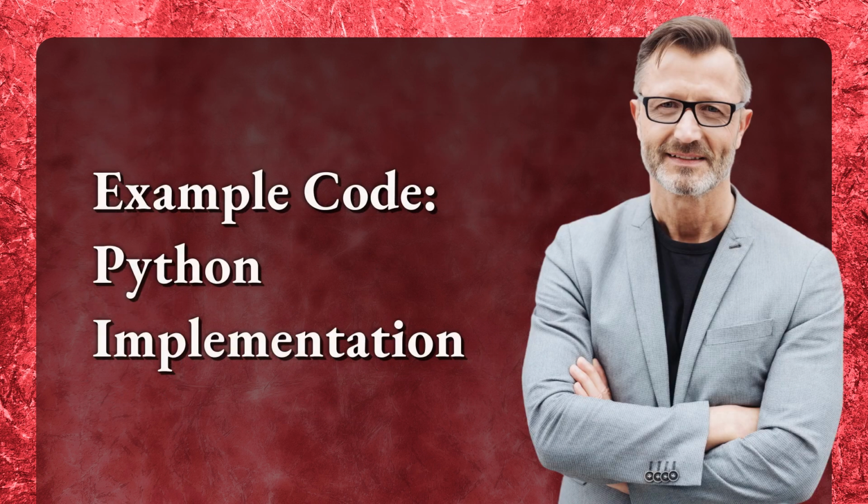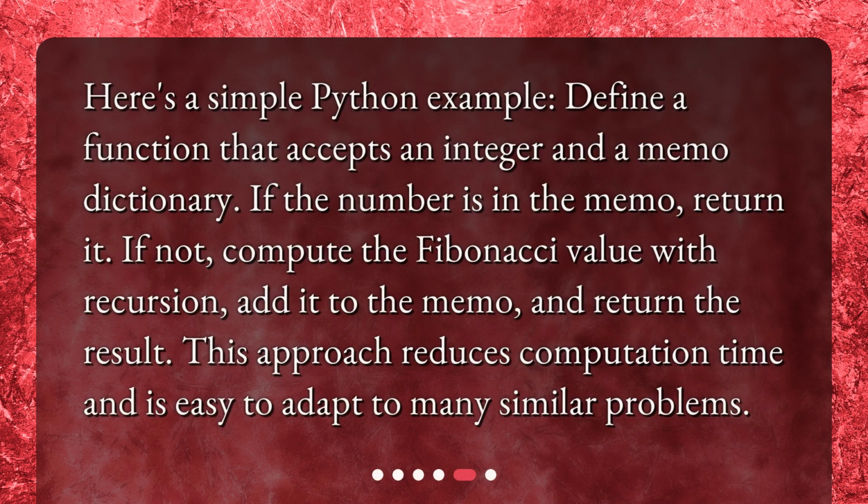Example code. Python implementation. Here's a simple Python example. Define a function that accepts an integer and a memo dictionary. If the number is in the memo, return it. If not, compute the Fibonacci value with recursion, add it to the memo, and return the result. This approach reduces computation time and is easy to adapt to many similar problems.